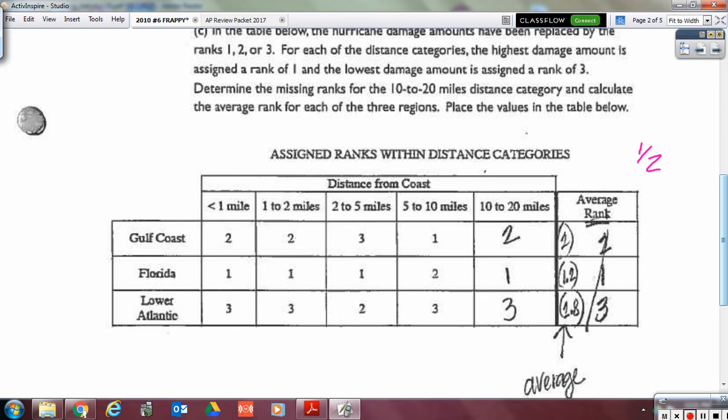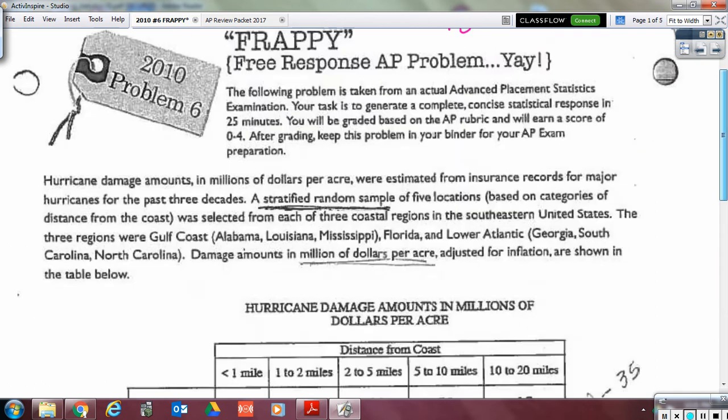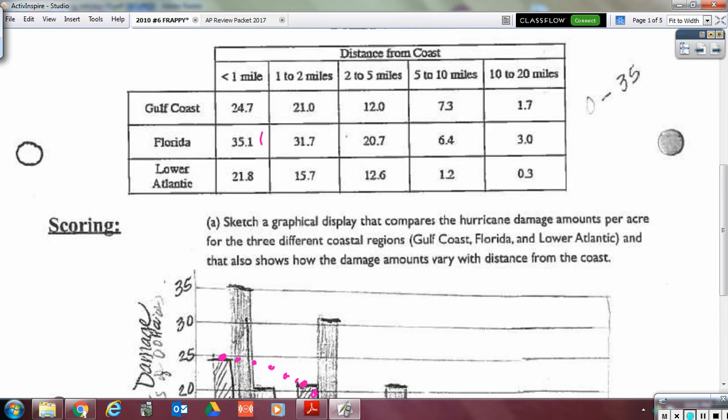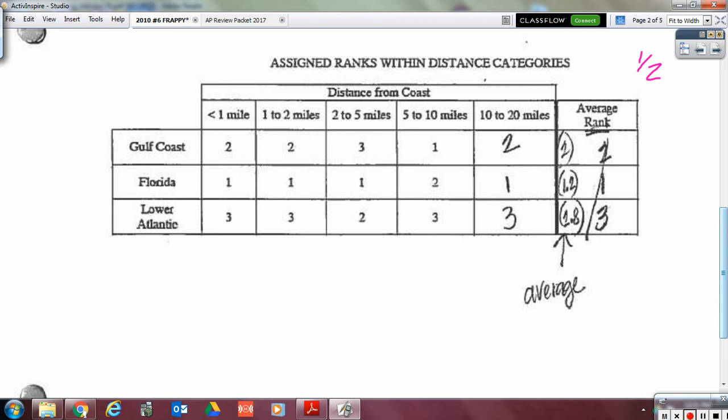So if you read this here, they talked about ranking the damages. For example, in this category here, Florida had the most, Gulf Coast had the second most, and Lower Atlantic had the least. So you had that 1, 2, 3. It asked you to rank this category here. So Florida had the most, Gulf Coast had the second most, and Lower Atlantic had the third most. So this right here is what gets you a half of a point. So if you have those ranks correct, you got a half of a point.